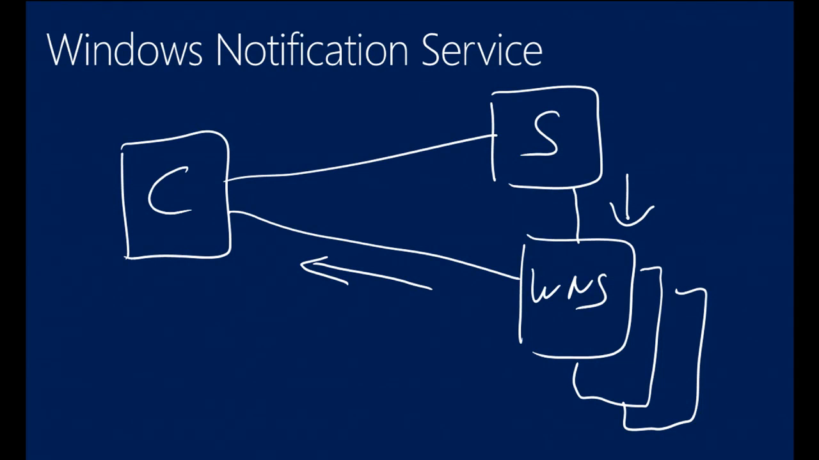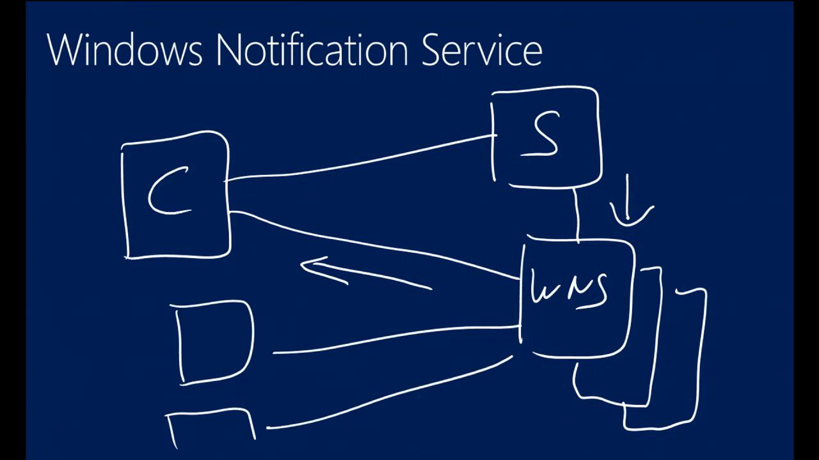The scalability is now done by the Windows notification service. And here, every client has anyway a connection open to the Windows notification service. But it doesn't have a connection open for every application. Just one for all the applications. Keeping resources low.